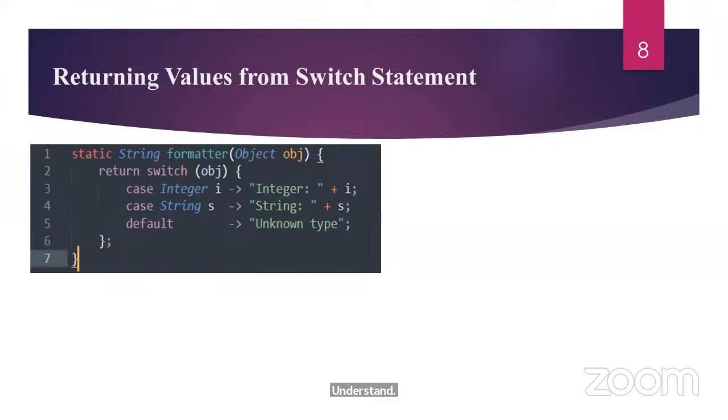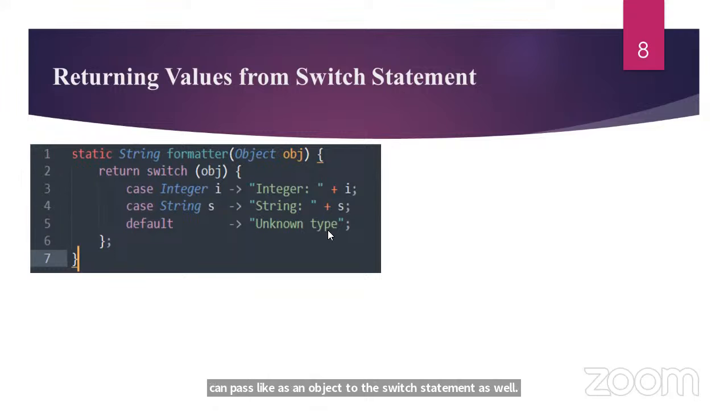So earlier, before Java 17, guys, we could pass only numbers, only enum constants, and only String values. From Java 17 onwards, we can pass objects to the switch statement as well.